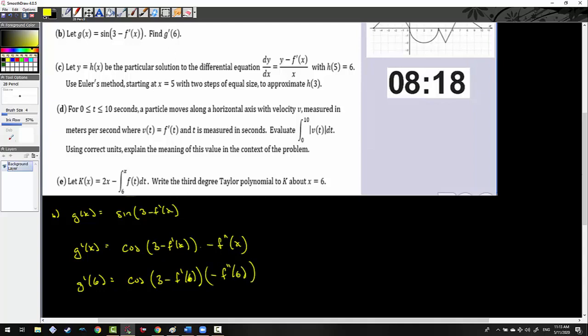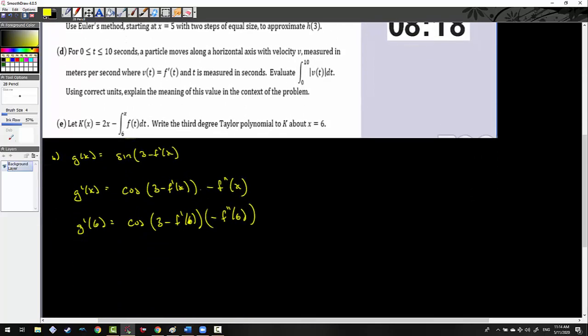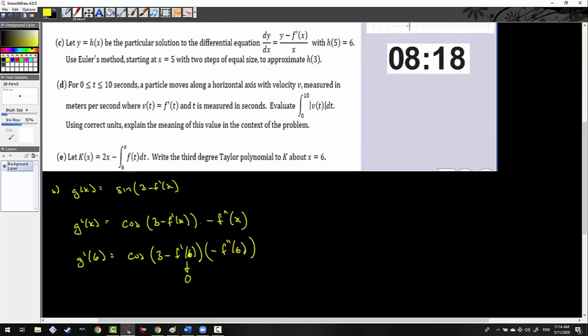Okay, so let's evaluate what these things are. What is f prime of 6? Well, f prime of 6 crosses the x-axis, right on the x-axis. So I believe this guy is 0. What is f double prime of 6? Well, f double prime of 6 is the slope right here. And so the slope's value is going to be 2, because you go up 2 to the right by 1. So the slope's value is 2. So that's going to be negative 2. And so I believe the answer is going to be negative 2 cosine of 3. So pretty straightforward part B right there, I'm hoping.